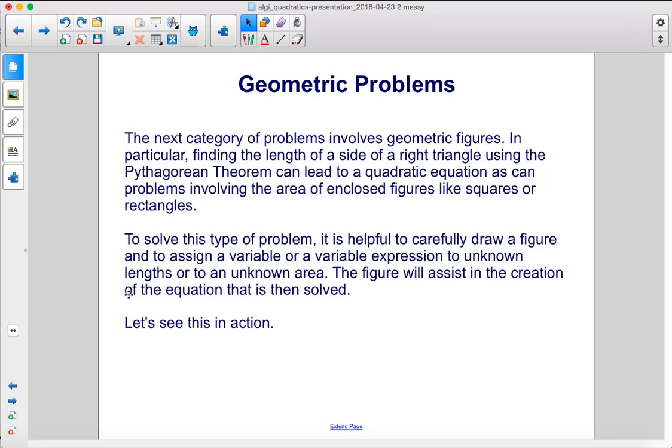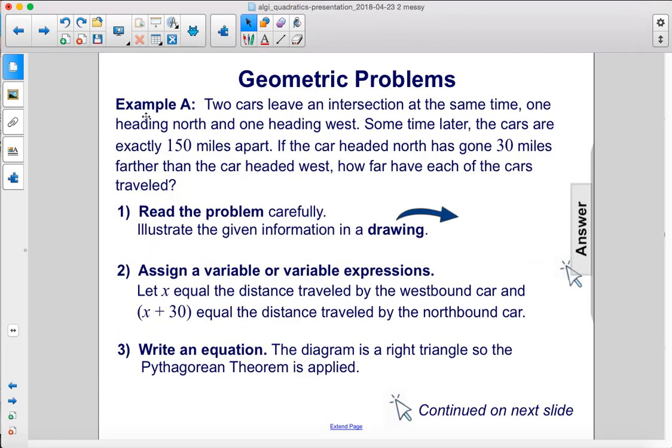Let's see this in action. Example A. Two cars leave an intersection at the same time, one heading north and one heading west. Sometime later, the cars are exactly 150 miles apart. If the car headed north has gone 30 miles farther than the car headed west, how far have each of the cars traveled?